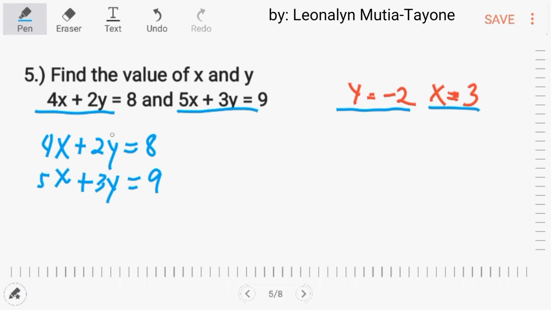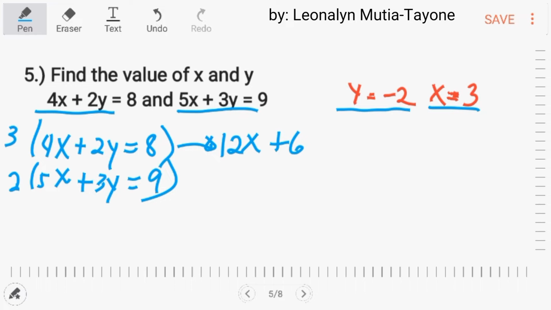So, how to do that one? Mag-multiply tayo pareho. Dito mag-multiply ako ng 2. Dito naman sa kabila, mag-multiply ako ng 3. And this will be 12x plus 6y equals 24. And this one is 10x plus 6y equals 18.